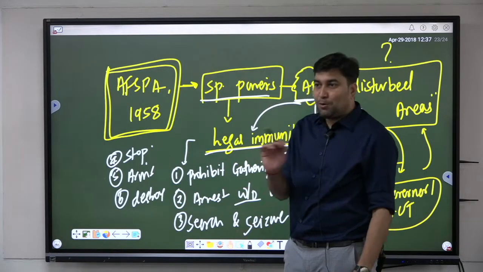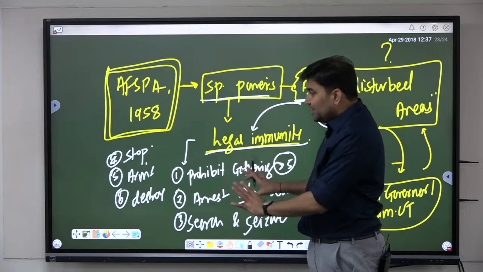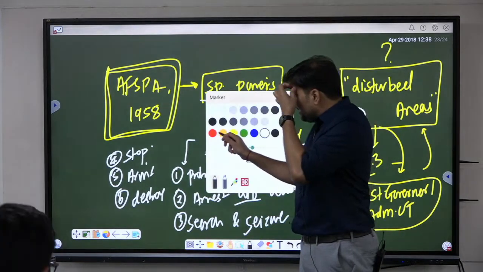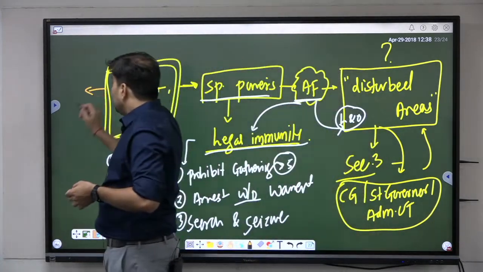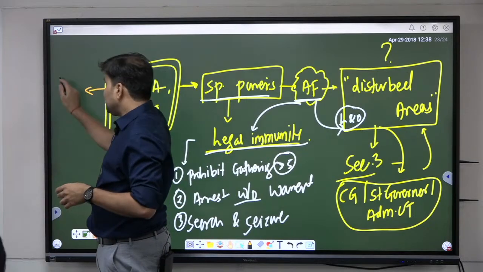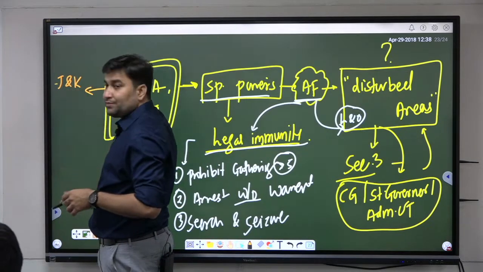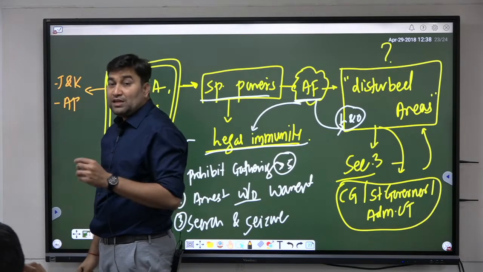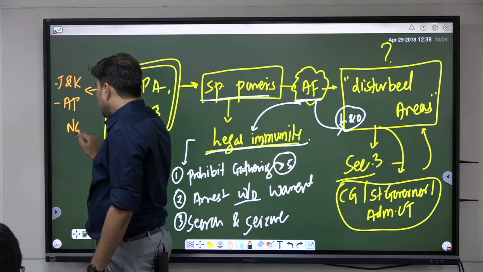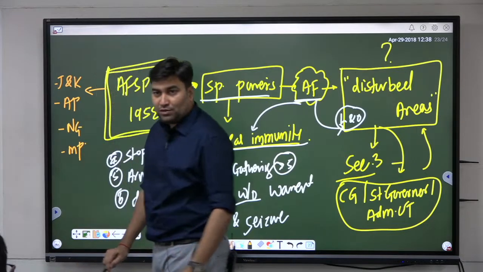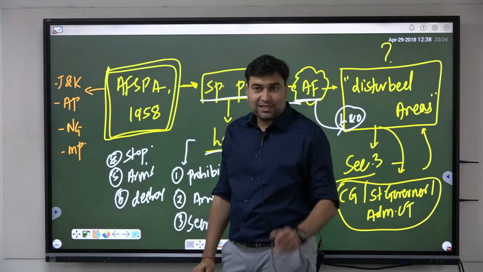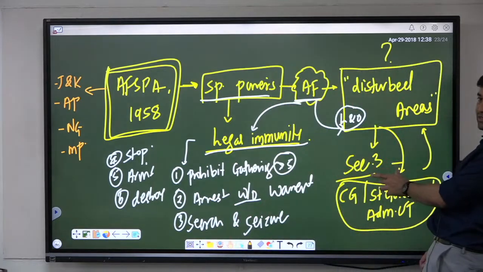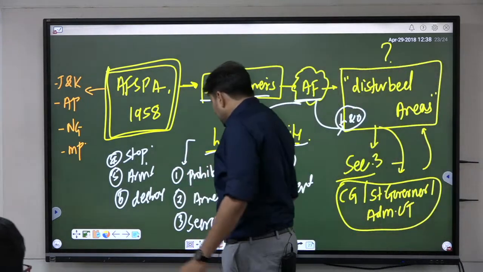Getting the idea? That is the problem. But are these needed? Essentially they are needed. But the problem is, this is applicable in the erstwhile state of Jammu and Kashmir, that means the present UT of J&K and Ladakh. After that it is applicable in Arunachal Pradesh, Nagaland and Manipur. Do you understand? It is applicable in these states, but not the complete state, only in the particular areas as declared under this act. Got it? Now, the allegations are as follows.